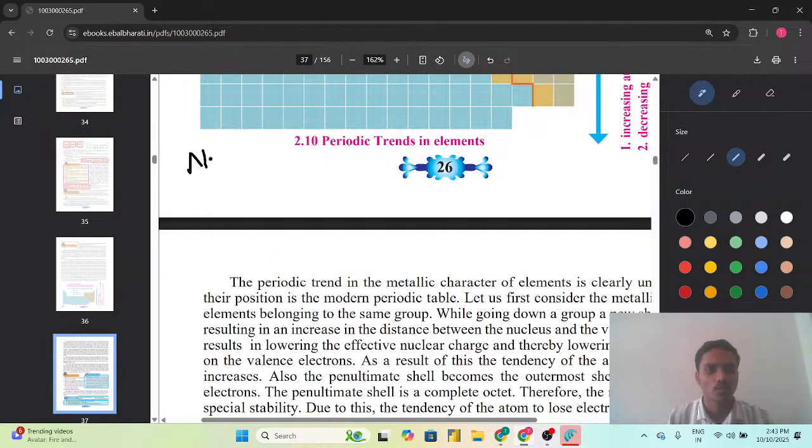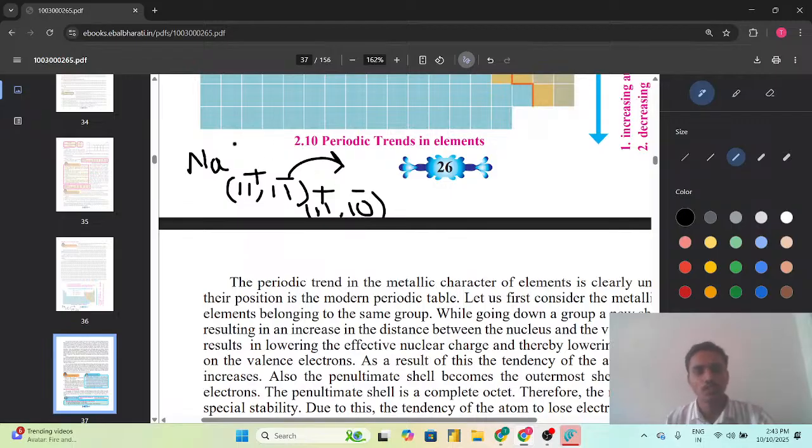So as we all know, sodium gave away one electron. Sodium has atomic number 11, so it contains 11 electrons and 11 protons, positive and negative. When it gave one electron, that is, one negative charge, the electrons became 10 but the protons remained 11. So as the positive protons are greater than the negative electrons, Na has a plus charge.